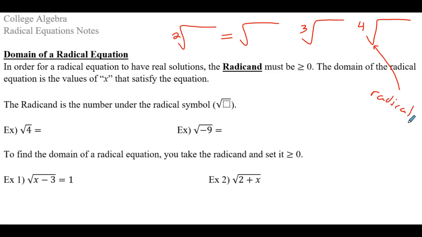And then vocab word, the radicand, is inside, with an "and" at the end, basically. Radicand is the stuff that's under the radical. So you could say in the quadratic formula, because that's on this test, the discriminant is the radicand. Does that make sense? Because it's what's under the radical in this quadratic formula. So it says the domain of the radical equation is the values of x that satisfy the equation.